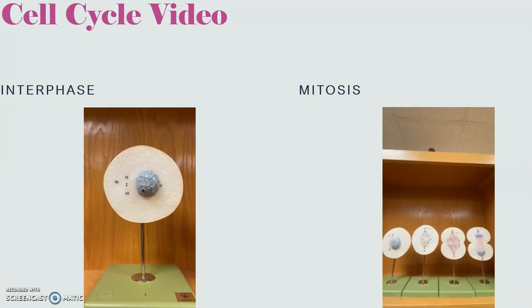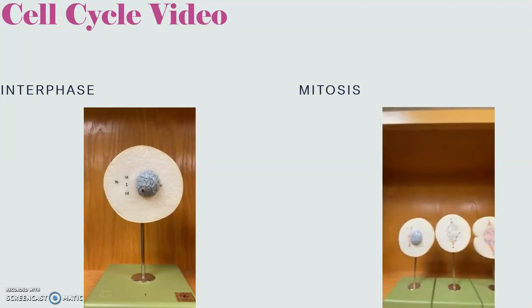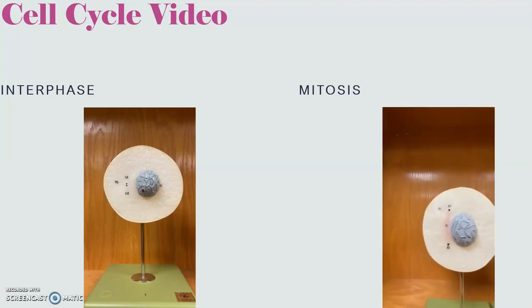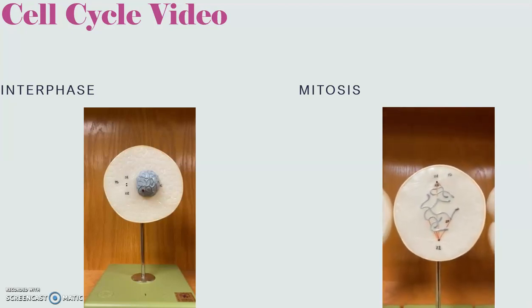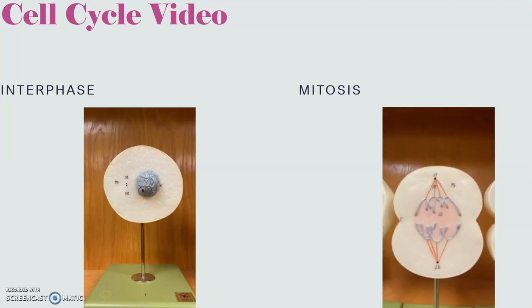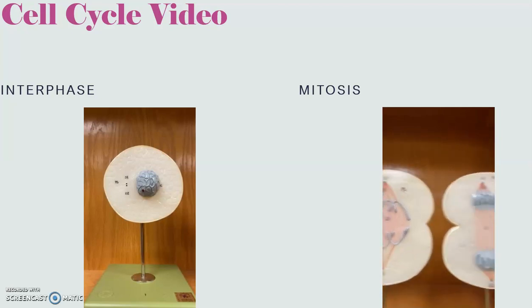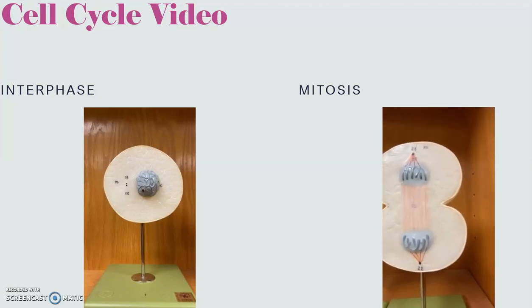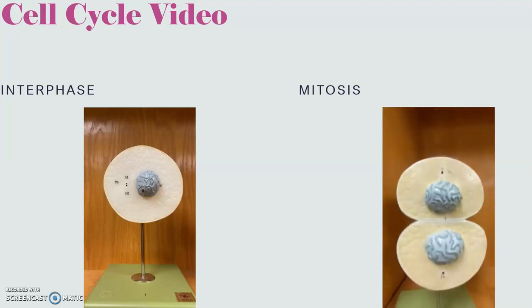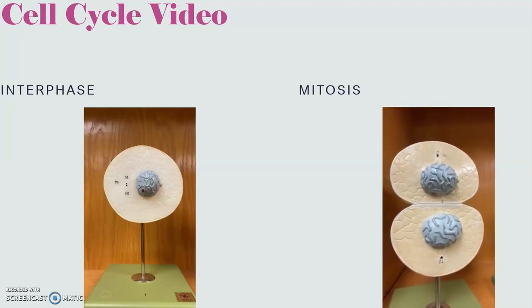The second phase in the cell cycle of a cell would be mitosis. Mitosis is represented by its first phase, prophase, metaphase, anaphase, telophase, and then it ends with cytokinesis.